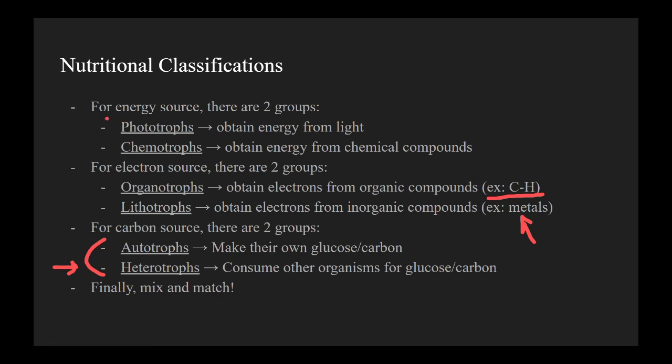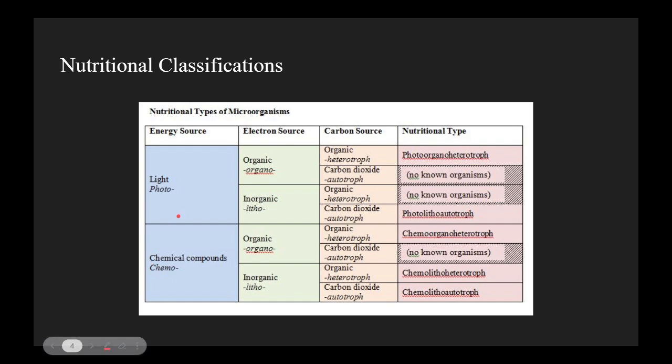Basically, you choose one from each bucket, and then you can describe how the metabolism of a certain organism works. So you can see energy, electron, carbon source. You combine the three, and you make this really long prefix. So photo-organo-heterotroph would mean you get energy from light, you get electrons from organic compounds, and you also consume other organisms. You can see all the different categorizations here, and some of them don't have any organisms. But it's good to be familiar with all that nomenclature.